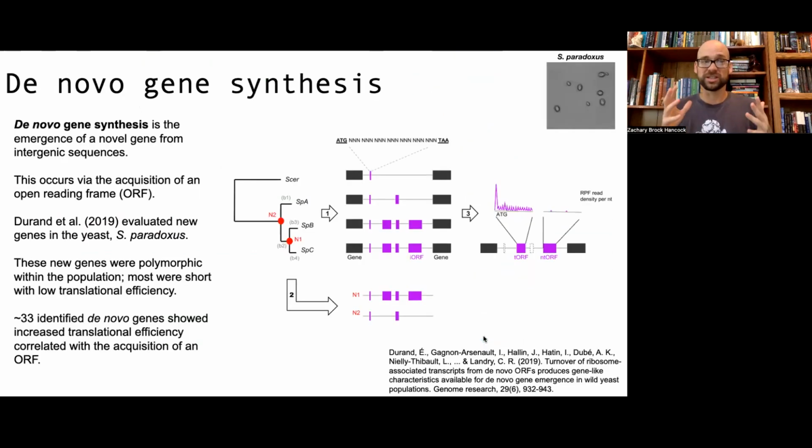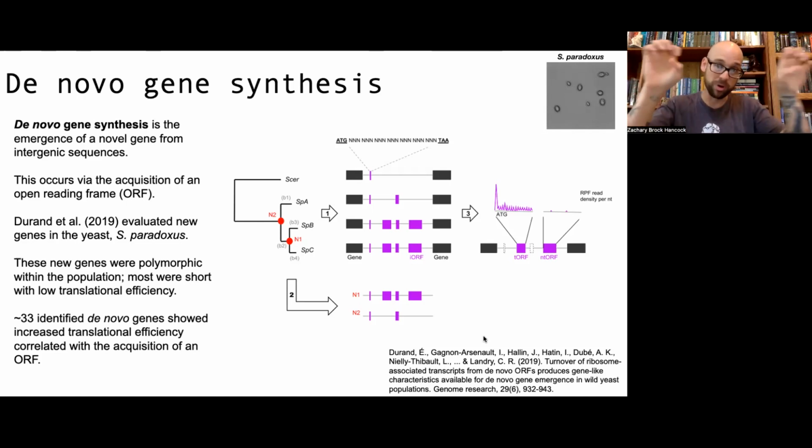So de novo gene synthesis is the emergence of a novel gene from intergenic sequences. That is to say, where intergenic regions, that is regions between actual genes that have no function or have no specific genes in that region, acquire an open reading frame. An open reading frame is a start codon with some stretch of DNA and then a stop codon. That's an open reading frame, and that is necessary for mRNA to know where to start, where to stop, and then to take that into a ribosome to be translated.